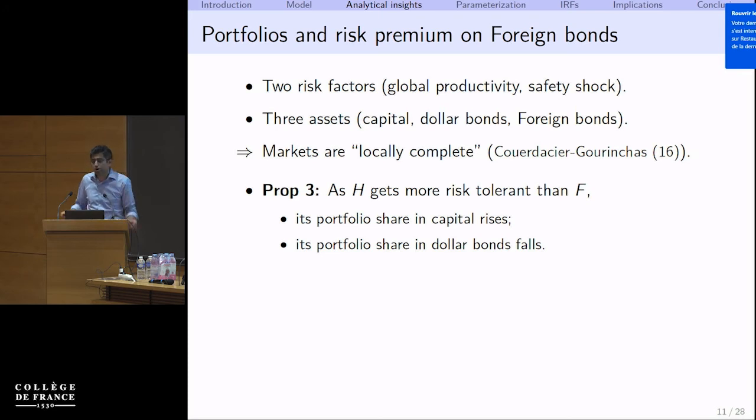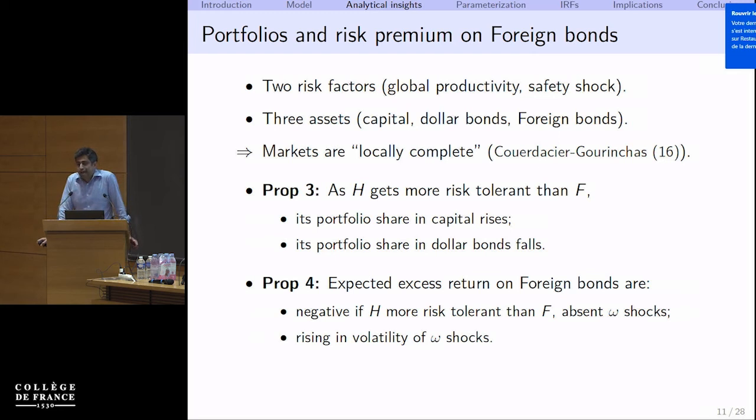The more novel part in our paper is that we also have a prediction on the liability side. That the other way that home can insure foreign is to sell dollar bonds, to finance itself in dollars, because the dollar in this model is endogenously a negative beta asset. It appreciates in bad times. And so you don't just provide insurance on the asset side of your balance sheet, you also provide insurance on the liability side.